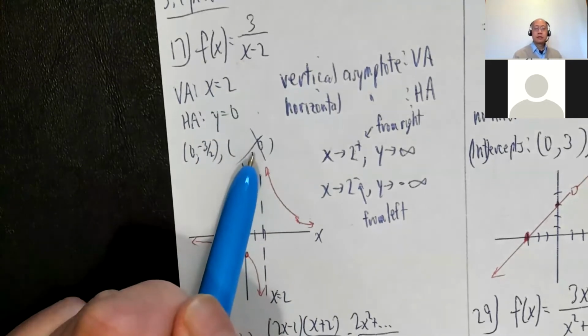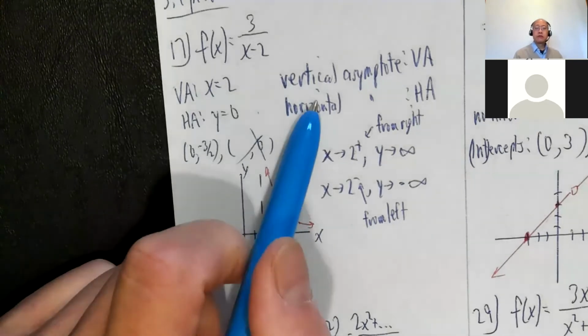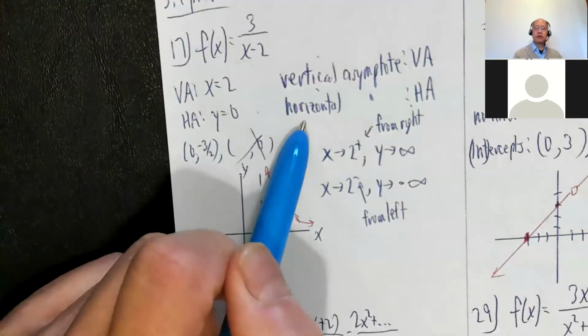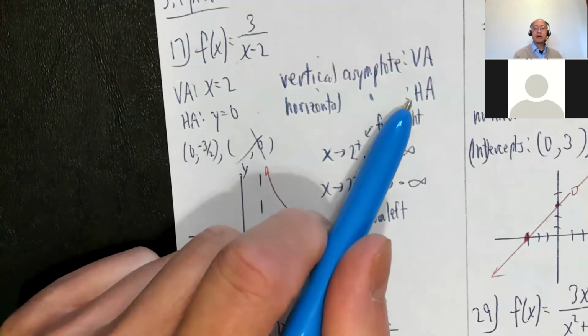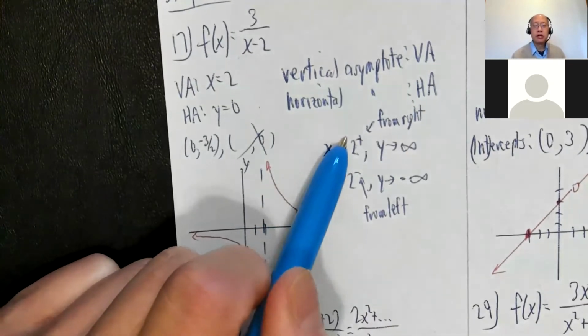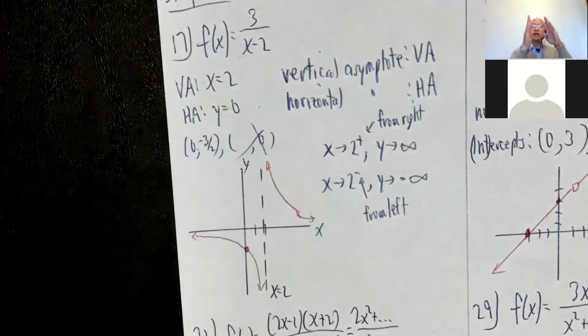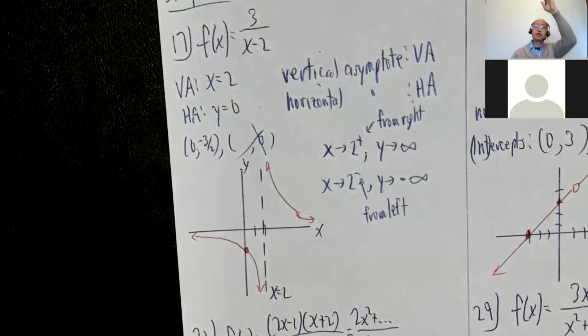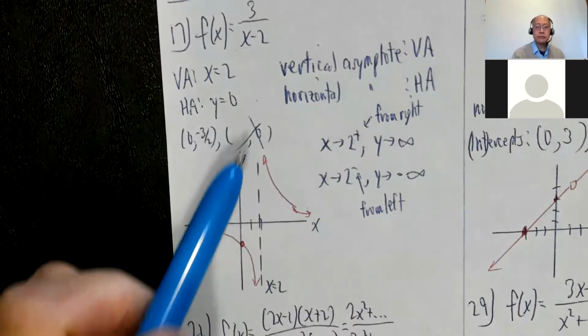Again, I'll abbreviate vertical asymptote with VA, horizontal asymptote with HA. Then I consider what happens when I get really, really close to the asymptote from the left side and the right side. That'll either tell me it's going to go to infinity or negative infinity. It either shoots up or it shoots down.